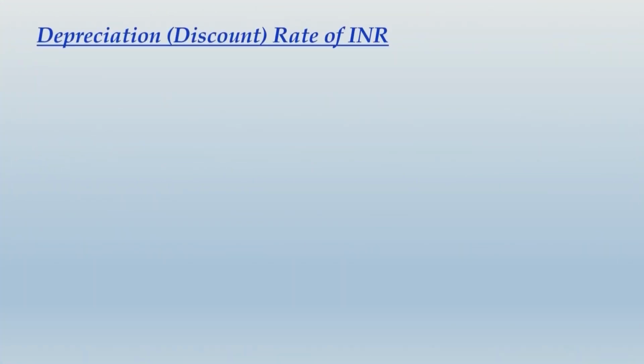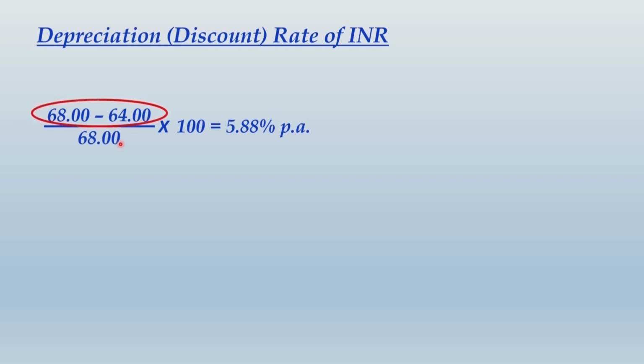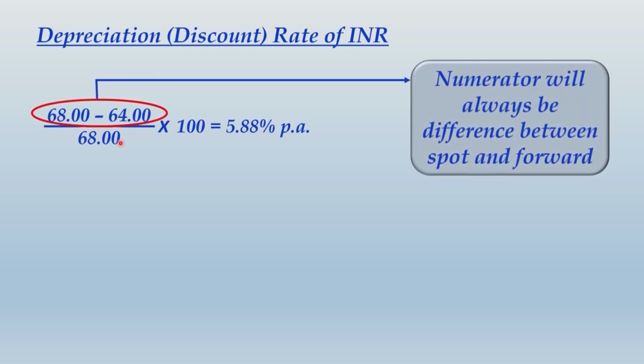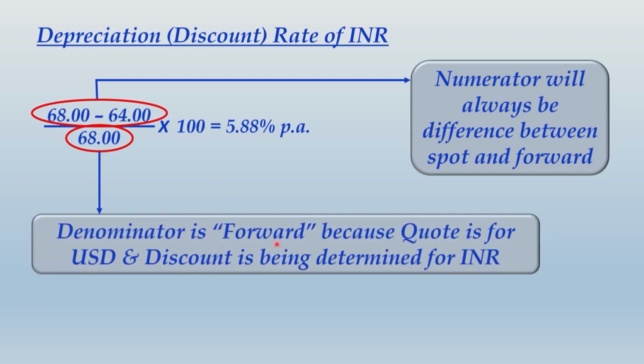Alright friends, let us move ahead, and what we get now is the later part, that is depreciation or discount rate of INR. You would continue to have the numerator as same, that is difference between the spot and forward, so it will be still 68 minus 64. Look into one thing, the denominator what we have taken now is not the spot rate, it is forward rate. So what you get is 5.88% per annum. So what is the explanation for the numerator? Same thing, right? You would write numerator will always be difference between spot and forward, and denominator this time you have not taken as spot, denominator is forward. Reason is very simple, denominator is forward because quote is for USD and discount is being determined for INR.